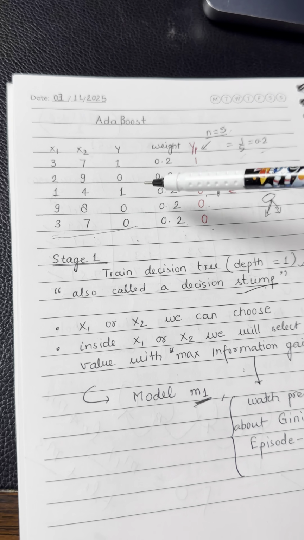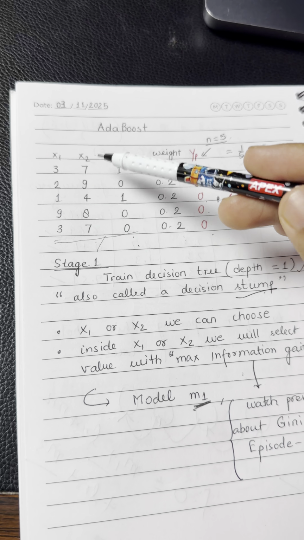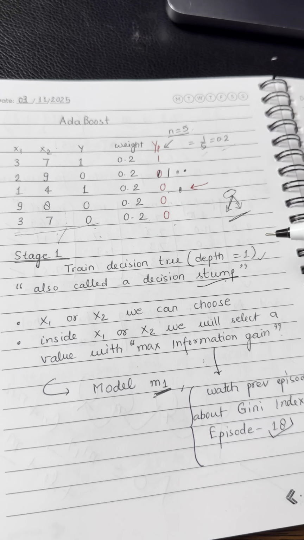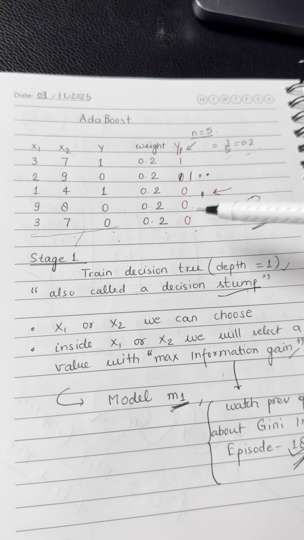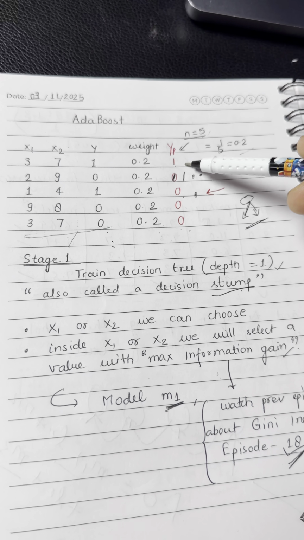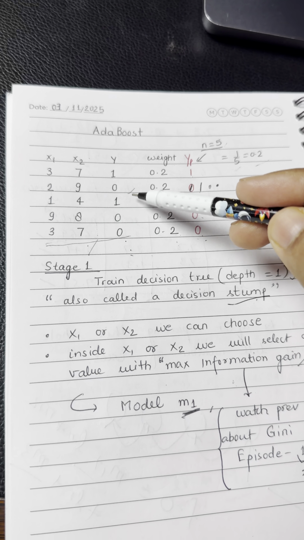How do we train a decision tree on this data? Either take the x1 variable or the x2 variable, and whichever column we select, we divide the decision tree like this. In detail, if you want to understand how this decision tree is created using Gini index, watch episode 18. As stage 1, we train a decision tree on this data and we do a prediction. The prediction came as 1 1 0 0 0. So we can see there are two wrong answers, for the second row and for the third row.